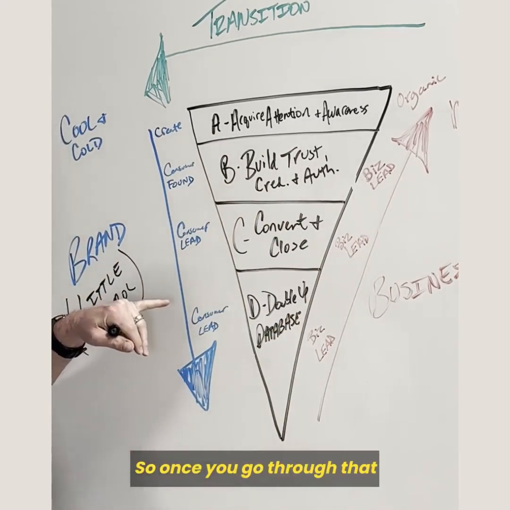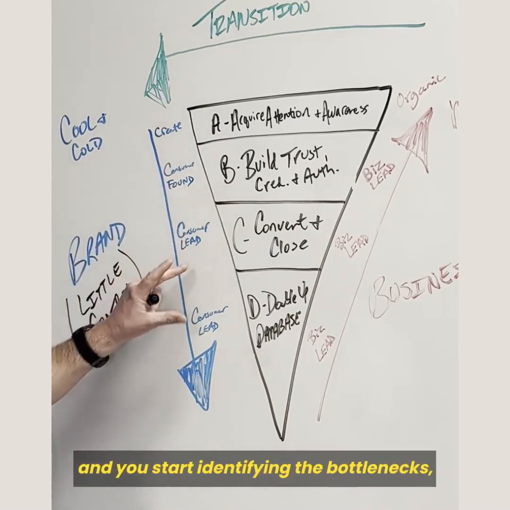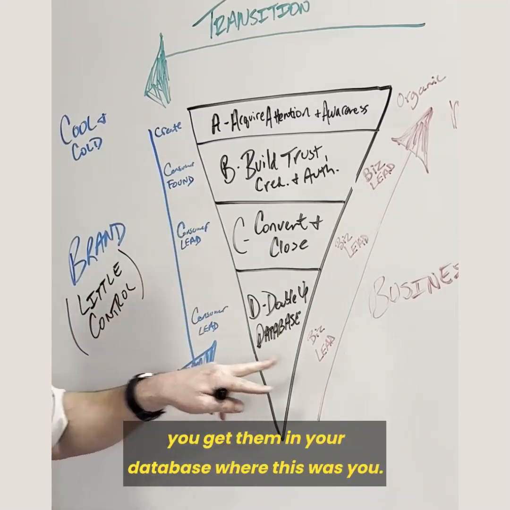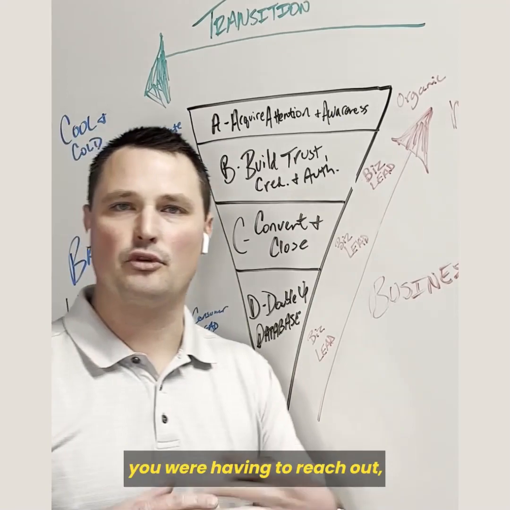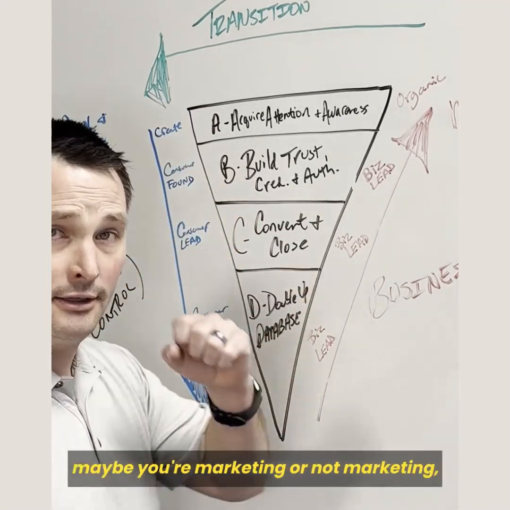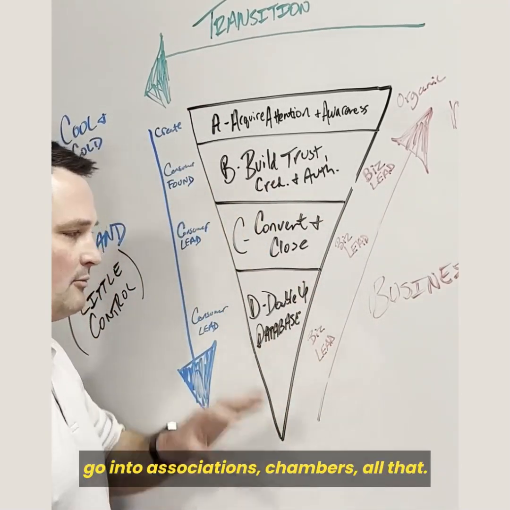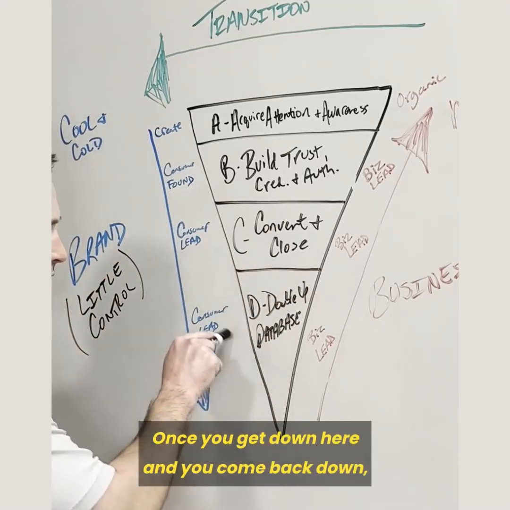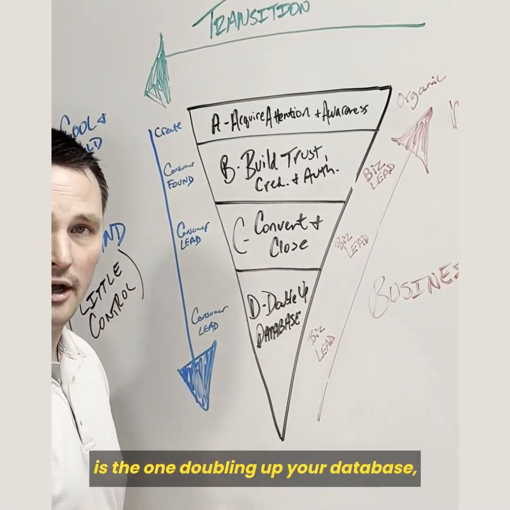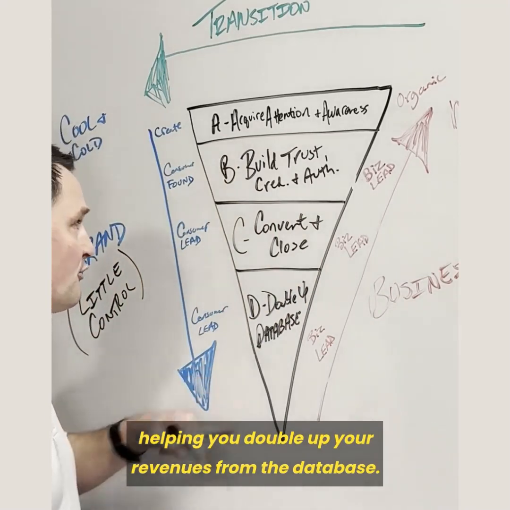So once you go through that and you start looking at it and you start identifying the bottlenecks, then once you get down to let's say you get them in your database, where this was you were having to build your database, you're having to reach out, you're having to actively go out there and put people into it. Maybe you're networking, maybe you're marketing, or not marketing, but maybe you're doing biz dev, creative partnerships, going to associations, chambers, all that, and you're putting people in your database. Once you get down here and you come back down, you should be at a point where the consumer is the one helping you double up your database, helping you double up your revenues from the database.